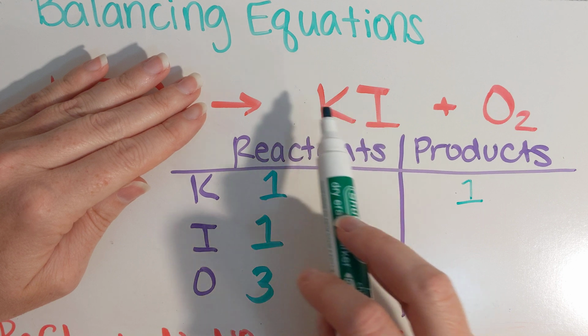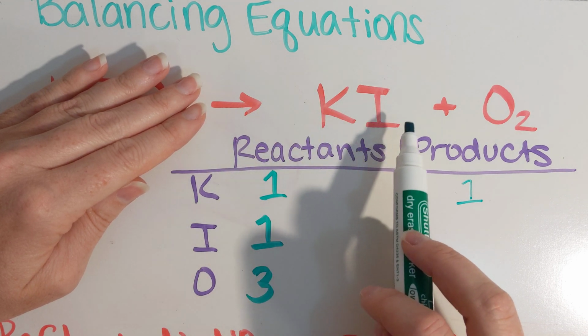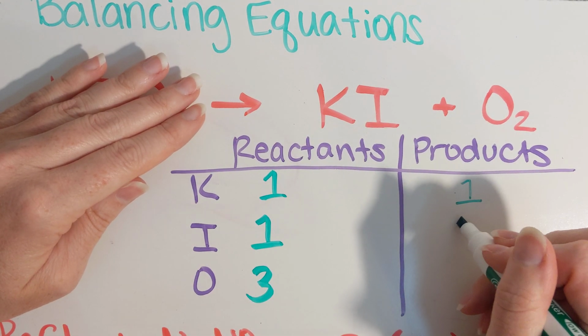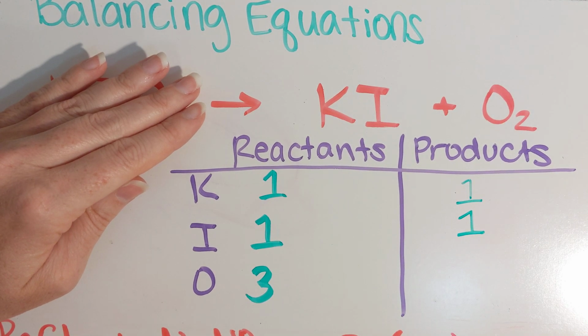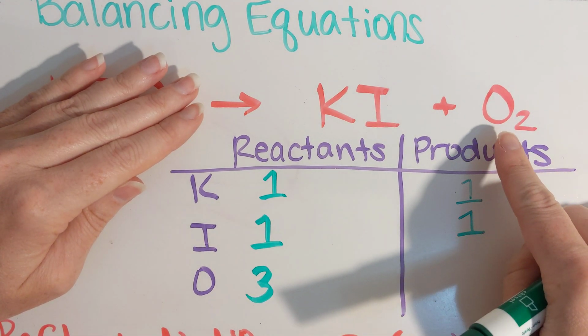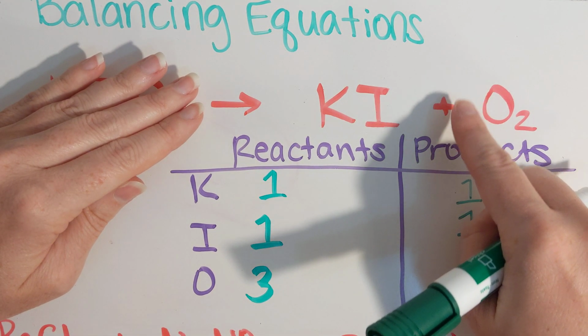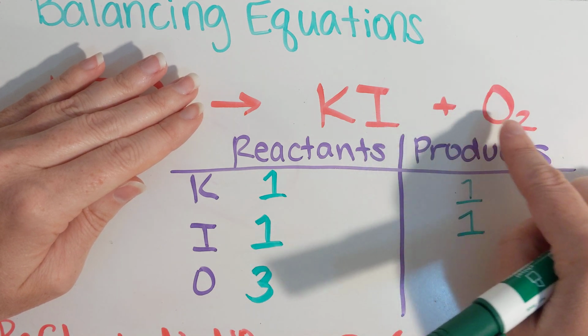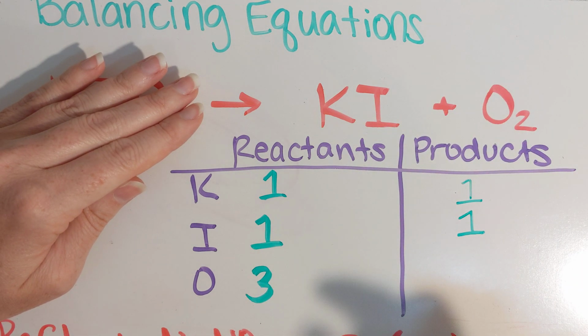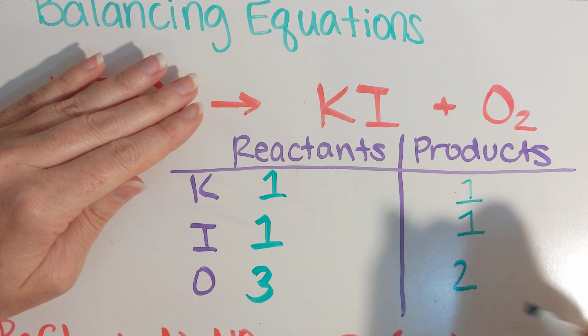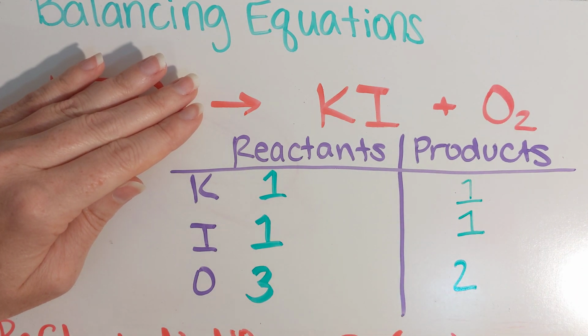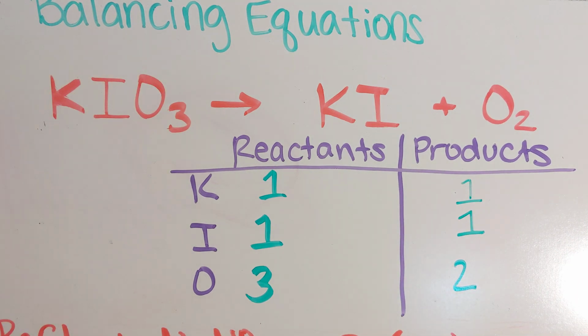Do the same thing for iodine: no coefficient, no subscript, means there's 1 iodine. And then I move on to oxygen. No coefficient, that means it's a 1. It does have a subscript of 2, so 1 times 2. I have 2 oxygens to end with. All right, so this is how we set up our chart.